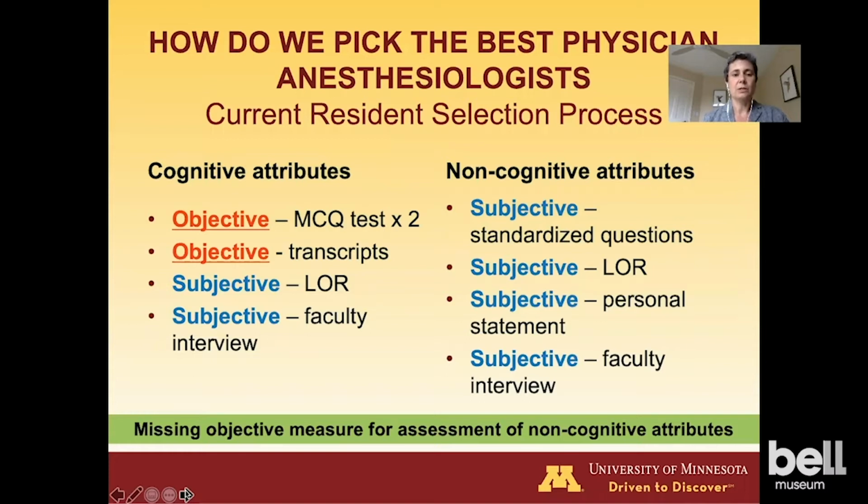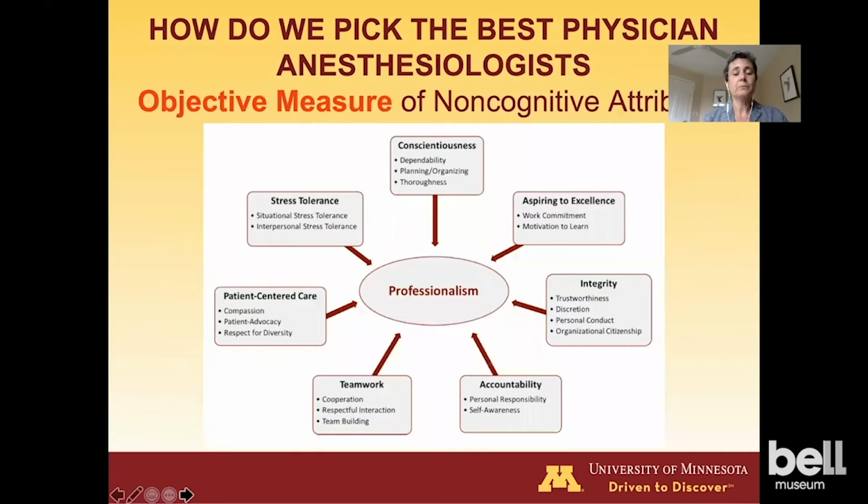In the current process, we have cognitive attributes and non-cognitive attributes. On the cognitive side, we have a couple of objective measures, such as multiple choice question tests and transcripts, and subjective measures, such as letters of recommendation and faculty interviews. On the non-cognitive side, we only have subjective measures, such as standardized questions, letters, personal statements, and faculty interviews. Clearly, there is an absence of objective measures for non-cognitive attributes.